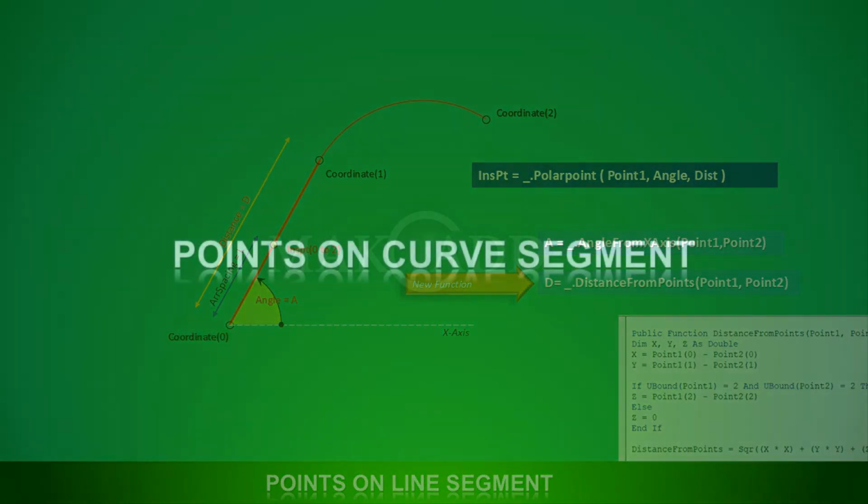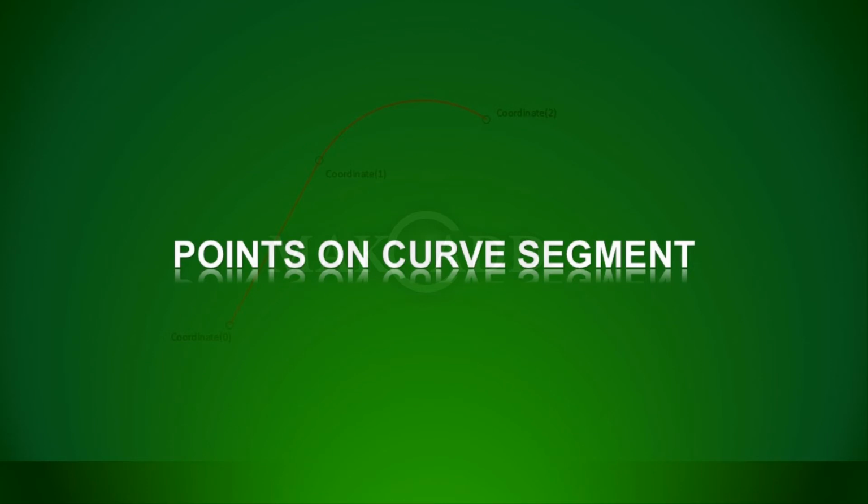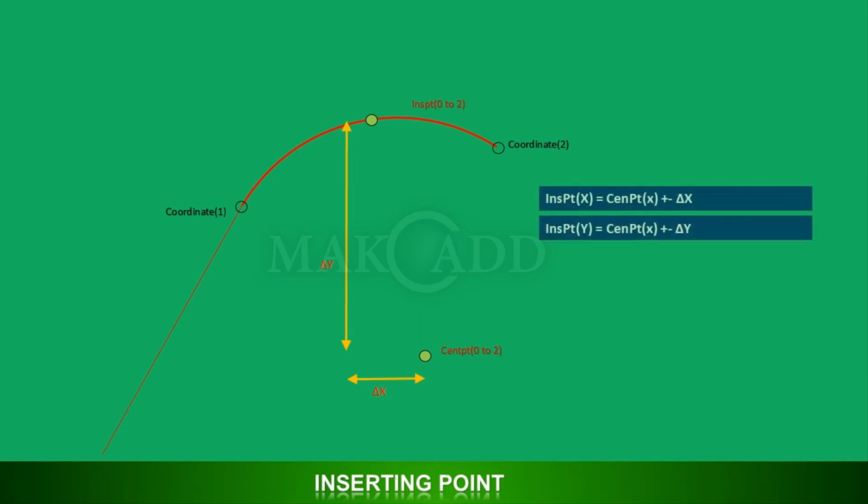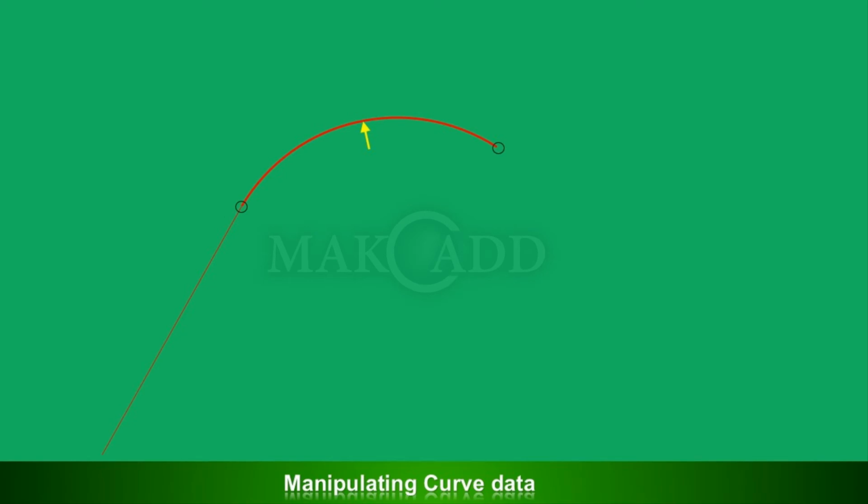Next we will find the insertion point on a curve. To insert a point on a curve, first we will find out the center point of the curve, then find the delta x and delta y of the insertion point from the center point and insert the point. First we have to extract the available data from the polyline. We have only 3 data, that is start point, bulge and end point. We can extract the start and end point of the arc using the index number of the vertex, and the bulge using the index number of the segment.